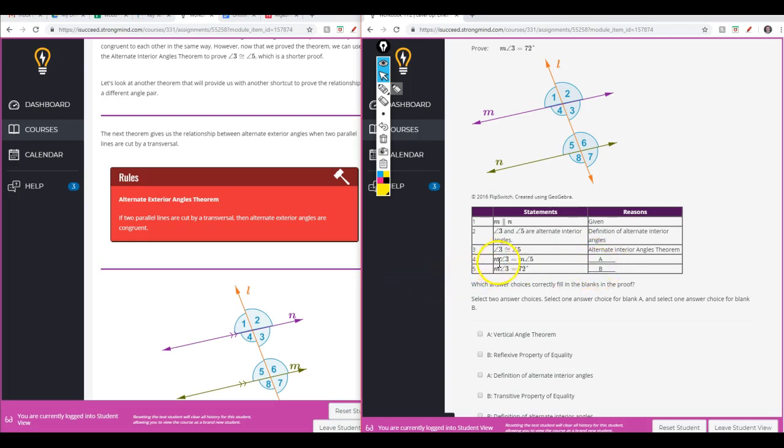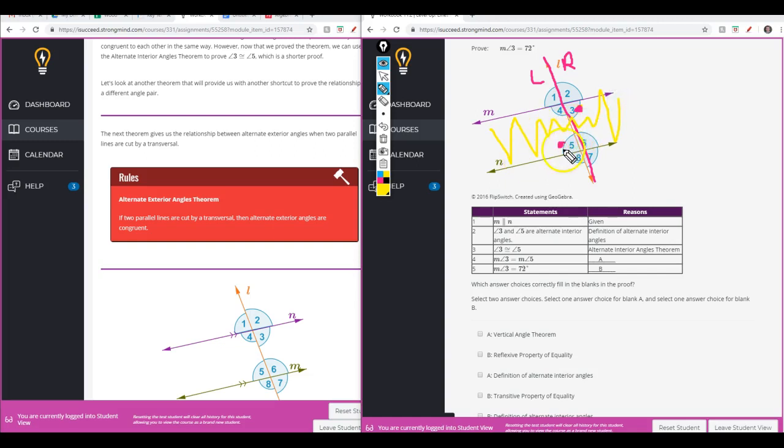Notice that we have the measure of angle 3 is equal to the measure of angle 5. So the first question I'm thinking is, well, where are angle 3 and angle 5, and what is their relationship? So I'm noticing that angle 3 is right here, and angle 5 is right here. So I'm looking at this transversal, and I'm thinking, okay, we have a left-hand side, we have a right-hand side. Are they on the same side, or are they on opposite? These ones are on opposite. We have one on the left, one on the right. So they're alternate.